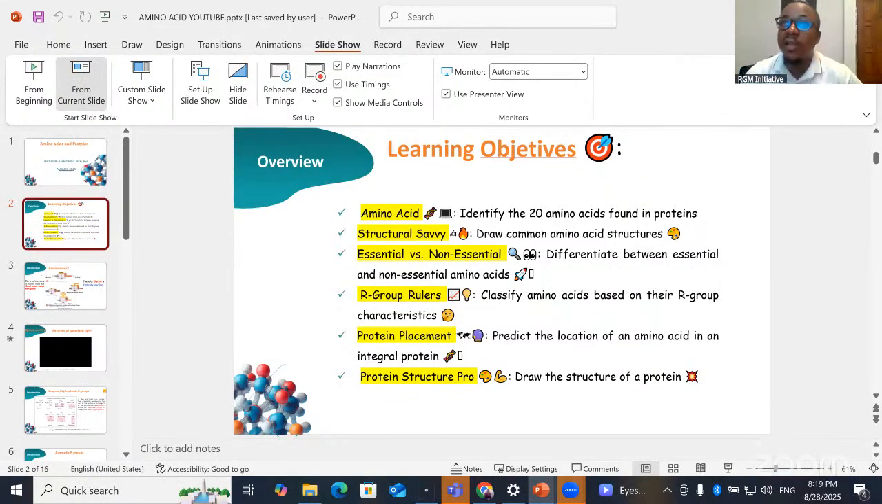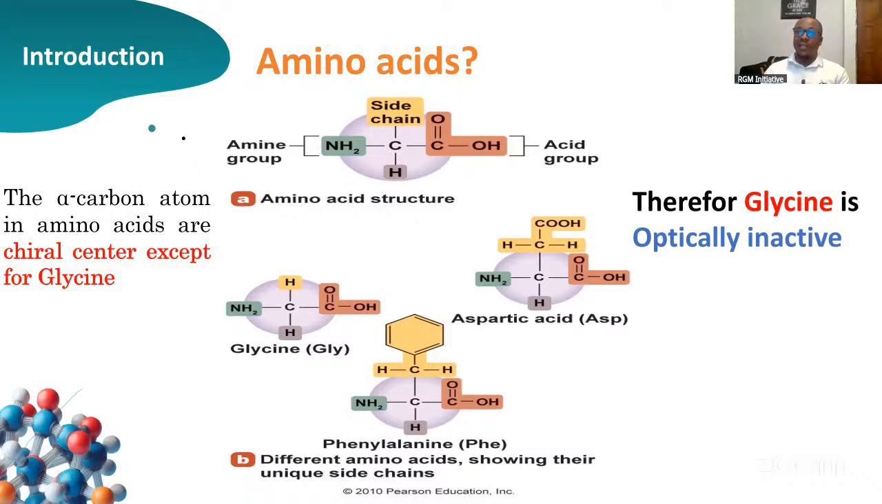So let's look at amino acids. Now, amino acids are actually a group of biomolecules that have these three distinctive features, more especially the ones that are found in proteins.